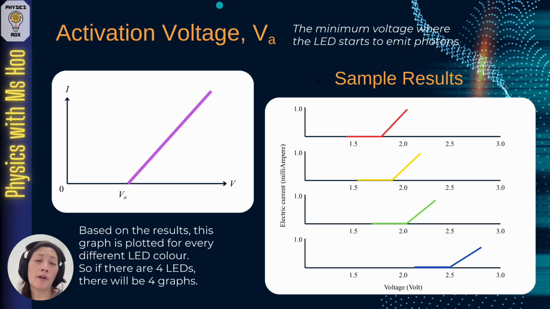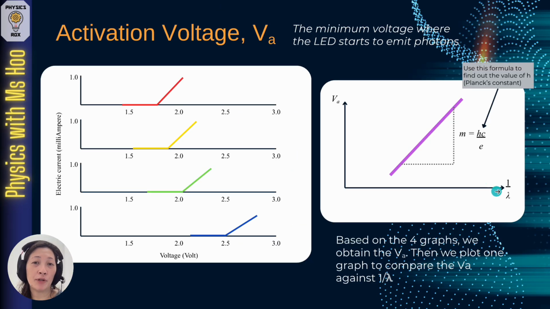So from the activation voltage of these 4 different graphs, we can plot a graph of VA, which is the activation voltage, against 1 over lambda, where lambda is the wavelength of the light. And the gradient of the graph can be used to find the value of h, which is Planck's constant. And the equation is m equals hc over e. Now, if you're wondering where this equation came from, let me show you how it's derived.